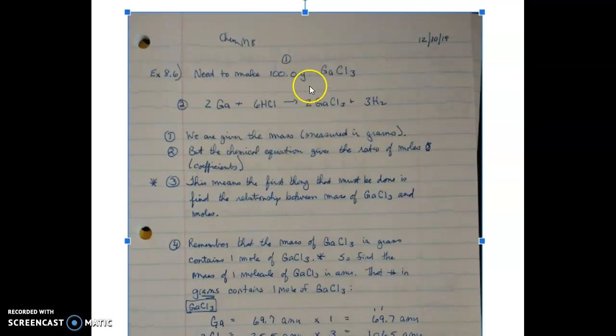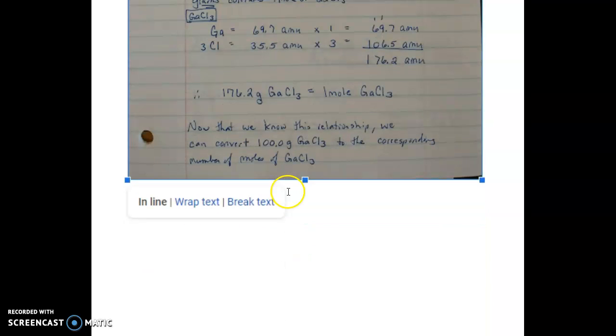We can go back up here now. So we have 100 grams, which is a little less mass of GaCl3 than what contains 1 mole. So when we do this next step, you'll realize you're doing it right if we find that we have a little less than 1 mole of GaCl3 in that 100 gram sample. Because in order to have an entire mole of GaCl3, we'd have to weigh out 176.2 grams. We only have 100. So now we can convert that 100 grams of GaCl3 to the corresponding number of moles of GaCl3.